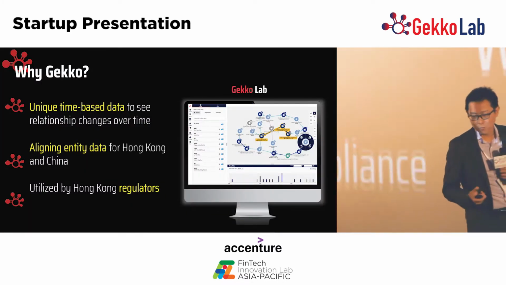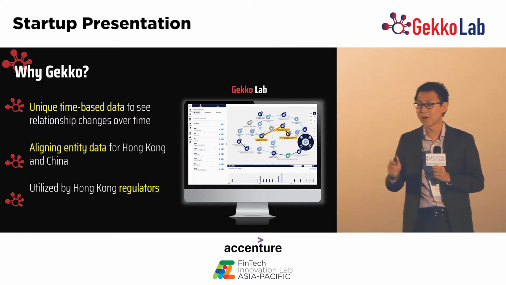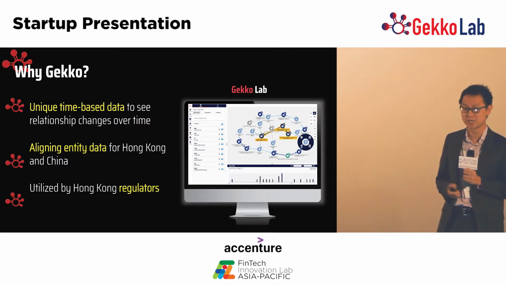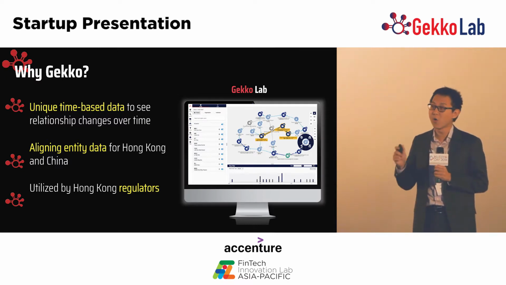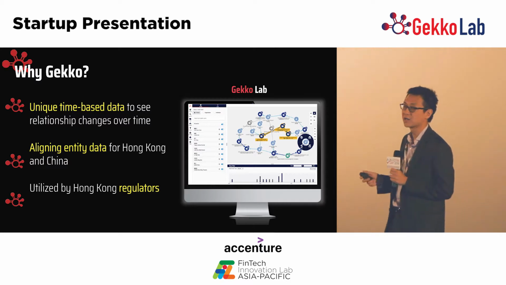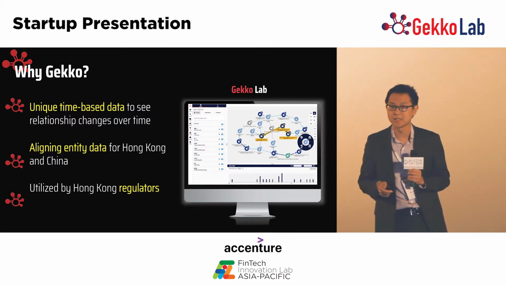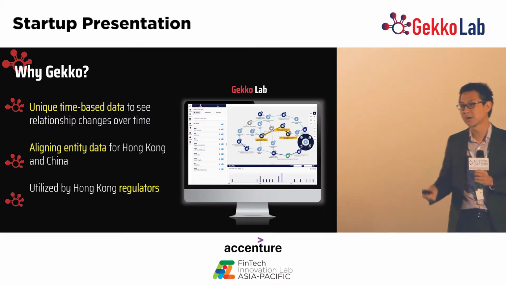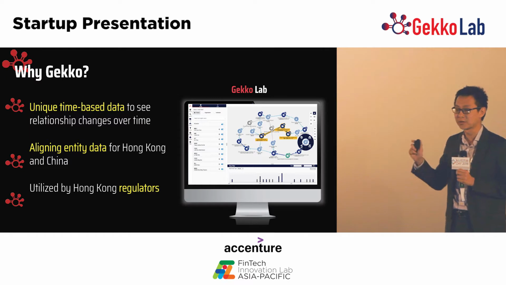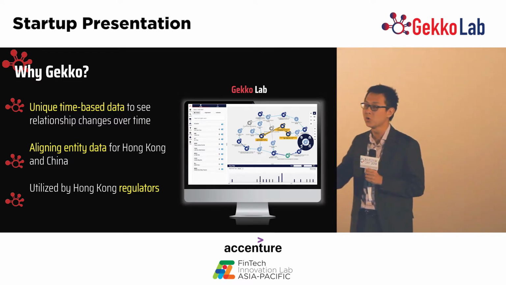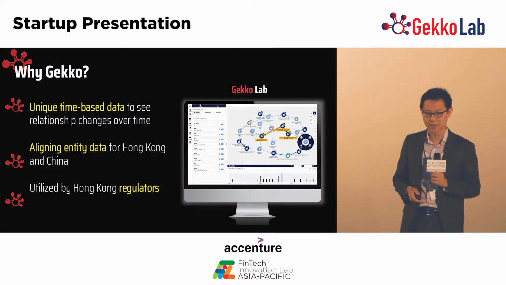So why Gekko Graph, and why does our solution matter? First of all, one key highlight is that our solution has very unique time-based data to see relationship changes over time for the capital market in both Hong Kong and China. Secondly, we are the only database in the market aligning both Hong Kong and China entity data at a deep level. And we have given a unique ID to each financial entity in our database. For example, if you search my name, Rick Chang, you will see the unique ID for both of our databases connecting different sources. So users can have a single view when investigating one person. And thirdly, our solution is utilized by local regulators.